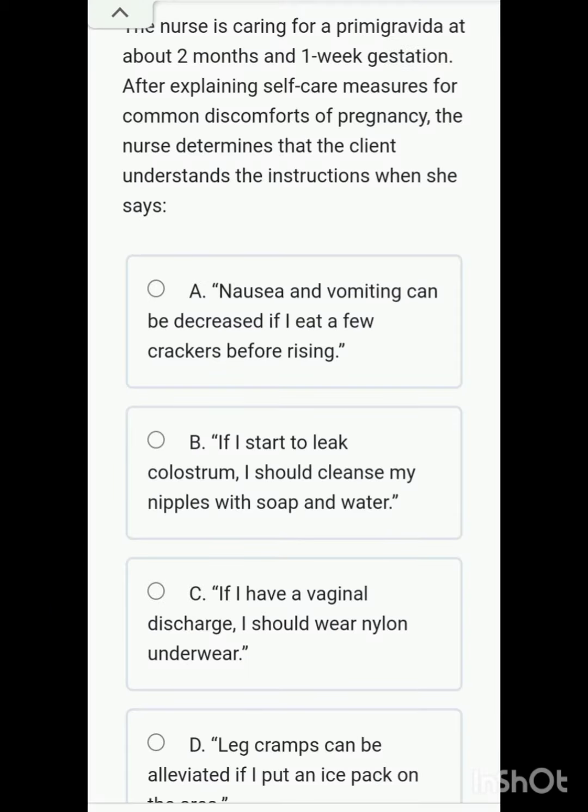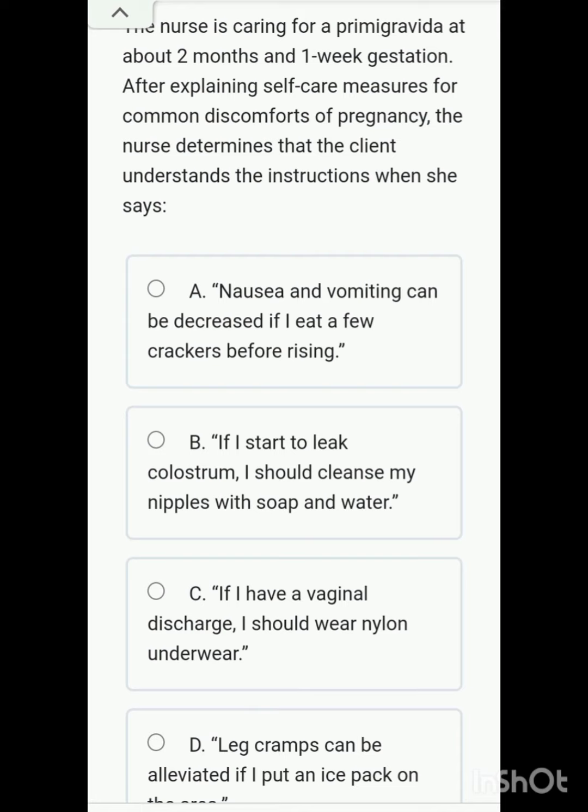Next question: the nurse is caring for a primary gravida at about 2 months and 1 week gestation. After explaining self-care measures for the common discomforts of pregnancy, the nurse determines that the client understands the instructions when she says: nausea and vomiting can be decreased if I eat a few crackers before rising. It may be right. And if I start to leak colostrum, I should clean my nipple with soap and water. We should not apply soap on the nipple.